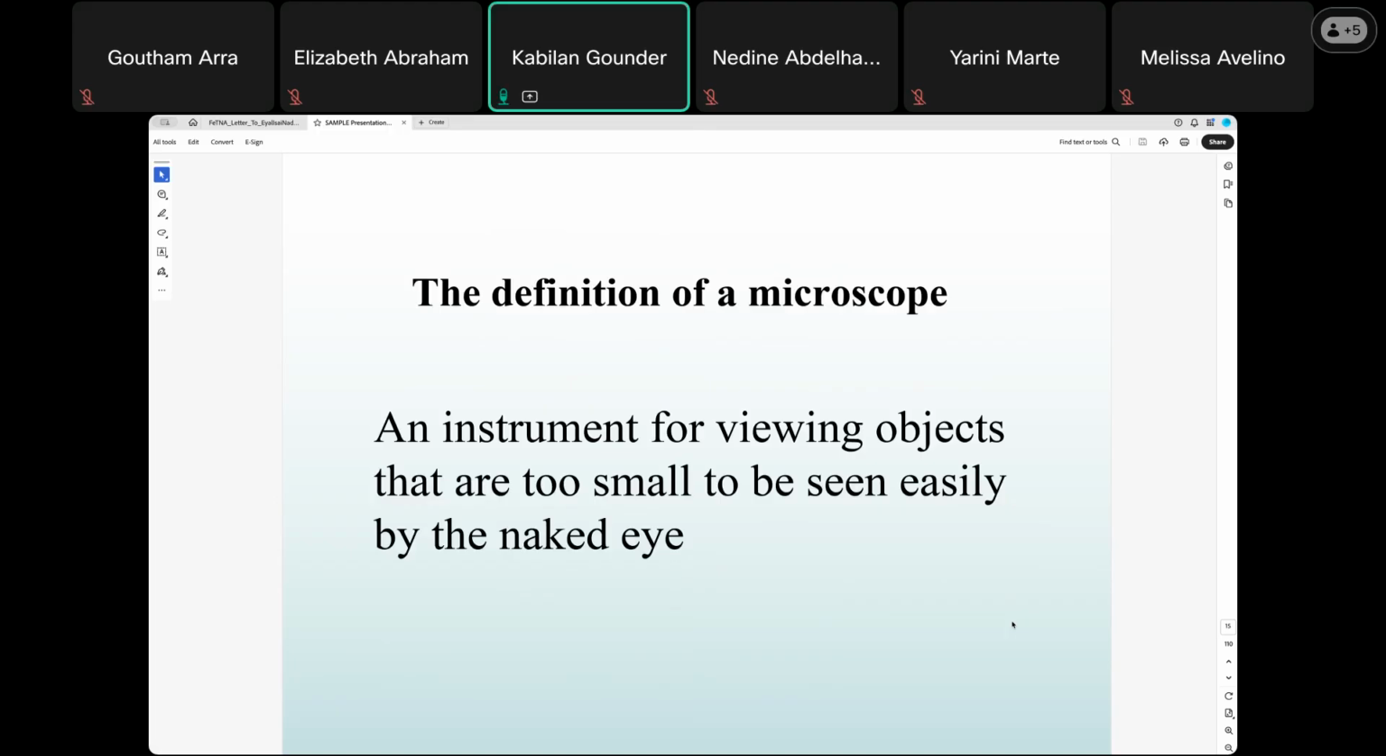Similarly, the objects which you are not able to see with the naked eye are very, very small, micrometer size, nanometer size, so that you cannot see them through your eye, and you need something to magnify the object. That is what we call microscopy, the instrument for viewing objects that are too small to be seen easily by our eye.